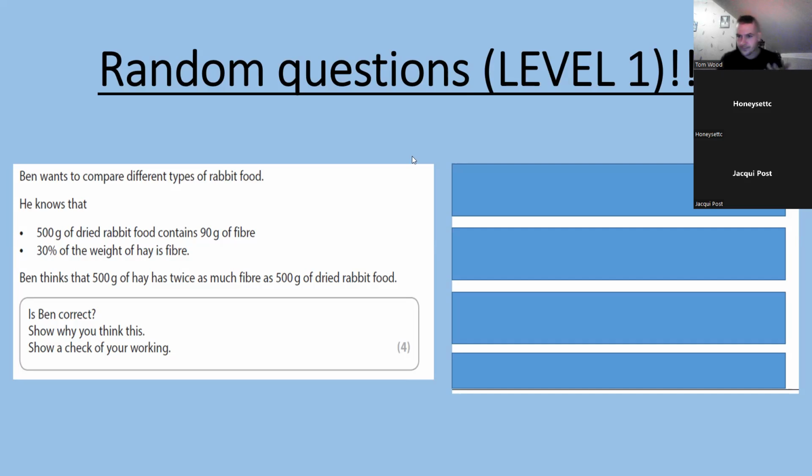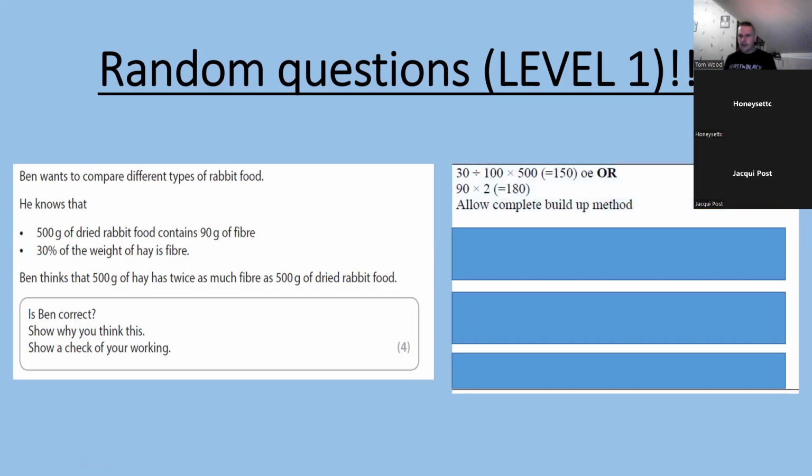So although this is a level 1 question, I've put a mixture of them in here just to demonstrate that they are very, very similar. So let's have a look then. There's a couple of steps here. And again, this just shows you different ways of how you can start to build this answer. So he knows that 500 grams of dried rabbit food contains 90 grams of fiber and 30% of the hay is fiber. So Ben thinks that 500 grams of hay has twice as much fiber as 500 grams of the dried rabbit food. So it's just a comparison here.